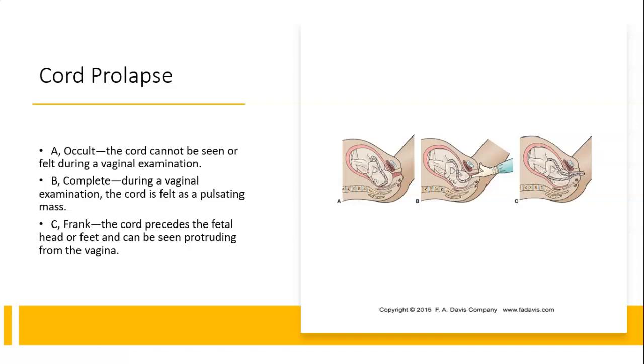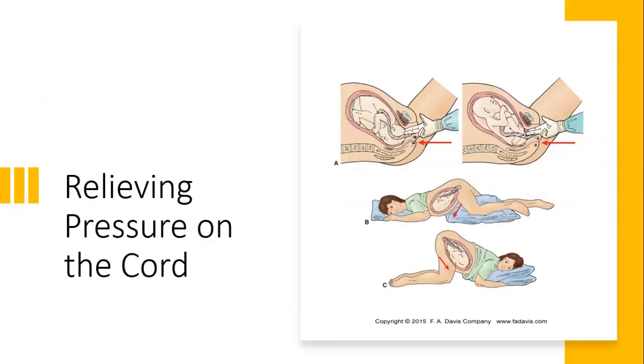What we can do for those is to change positions and get the pressure off the cord. If the nurse recognizes that this is happening, fetal bradycardia and variable decelerations during contractions are usually observed. Prolonged cord compression causes fetal hypoxia, so we need to fix that. Even 5 minutes of that can cause very detrimental central nervous system damage and even fetal death.